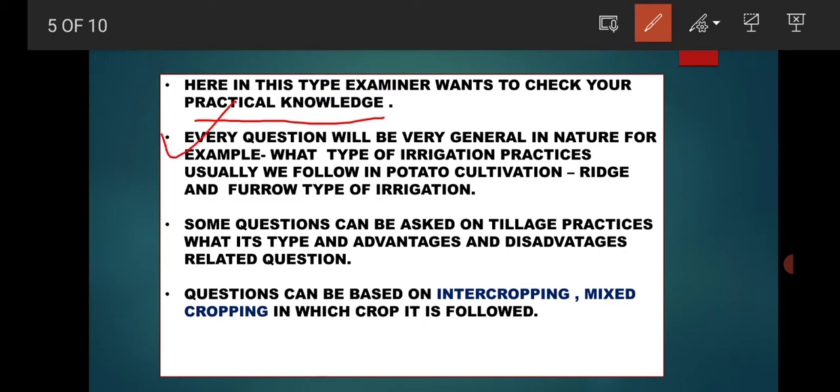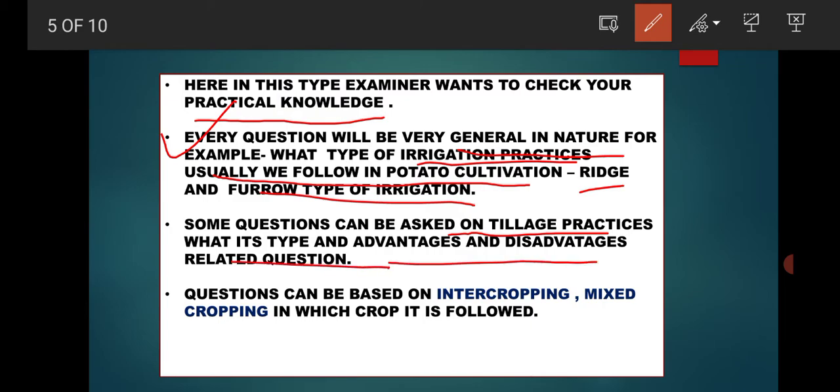The questions in this aspect are very general in nature, and they usually ask what is going on at the field level. For example, irrigation practices we usually follow in potato cultivation. Everyone knows furrow type of irrigation, so this type of direct question is also put in the exams. Some questions are based on tillage practices, their advantages and disadvantages, and the implements used in tillage practices. Some questions can be based on intercropping and mixed cropping. Okay guys.